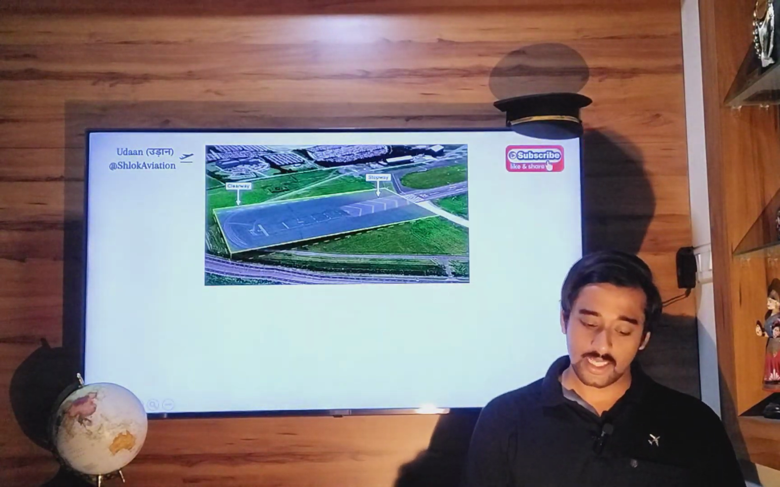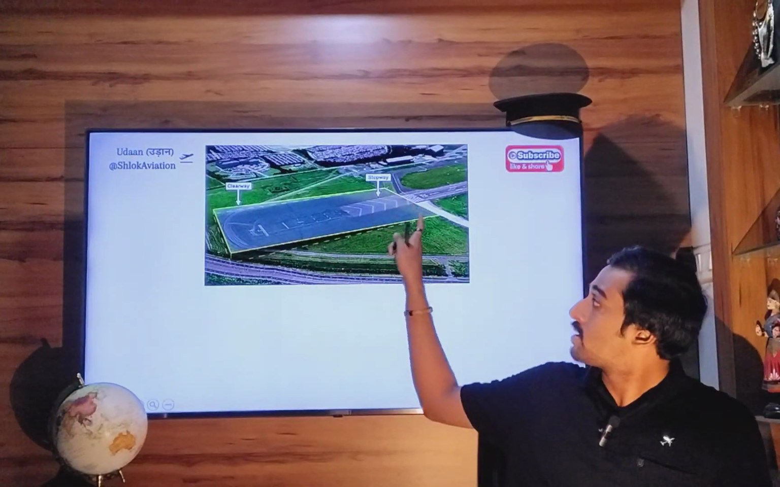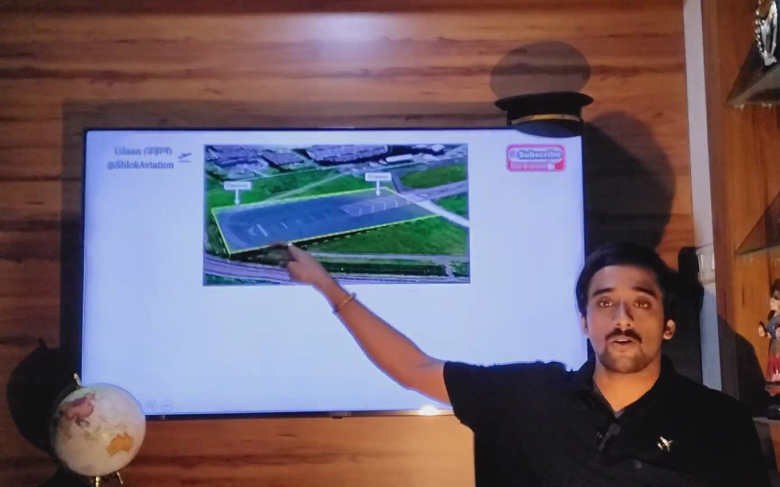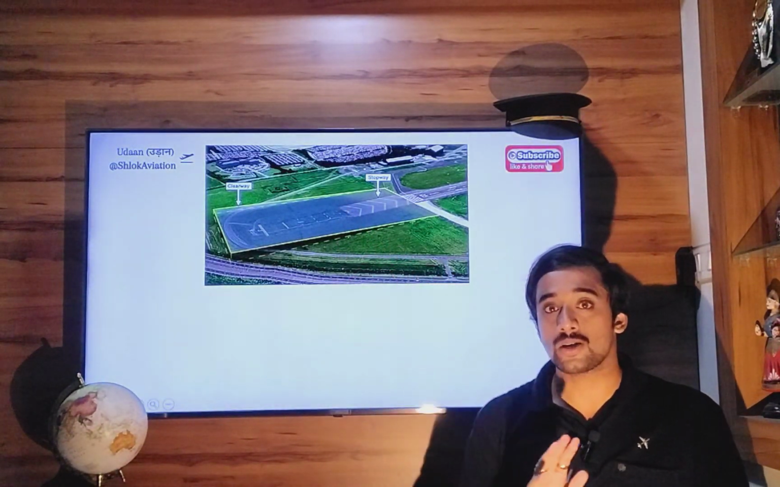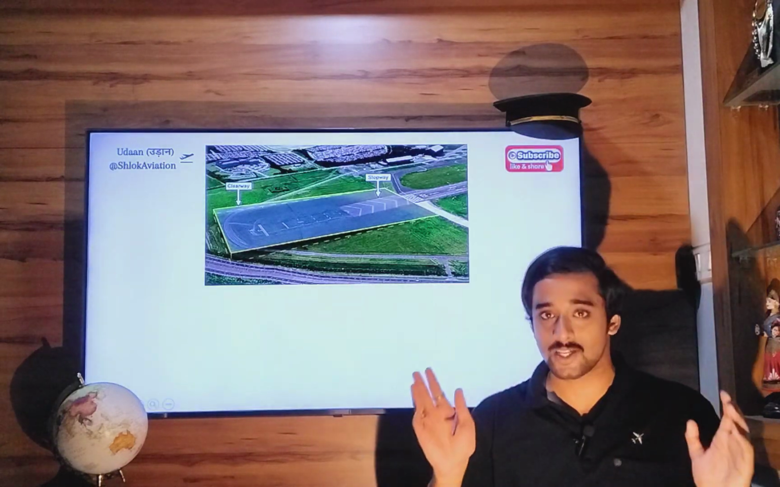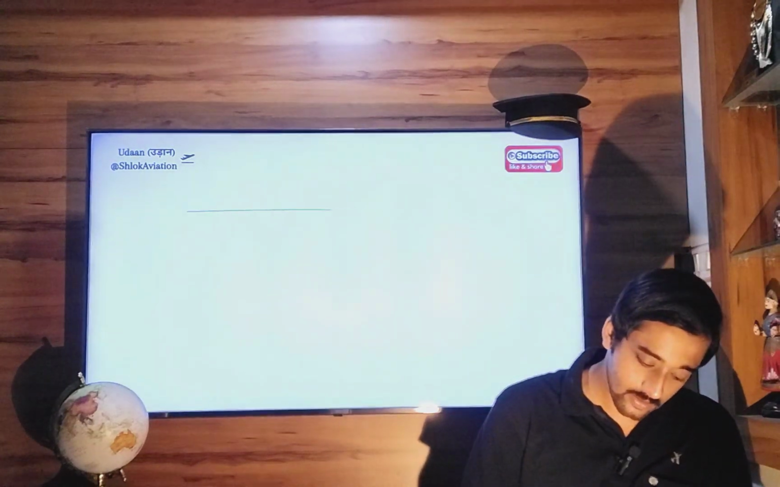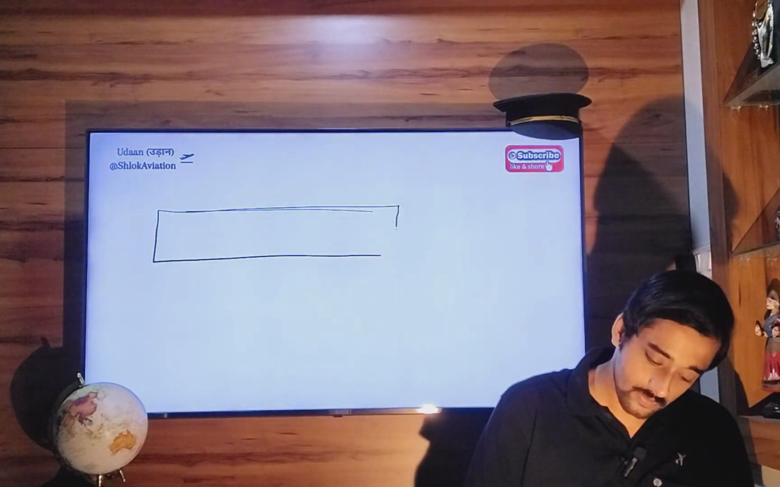So in this example, this is your runway, this is the stopway, and then you have clearway which includes stopway and this extra portion of the land. So in this example, stopway and clearway are not the same. Clearway is bigger than the stopway. But let's consider this example, this is your runway, this much.